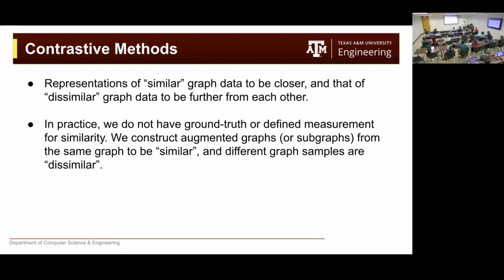So what we do practically is that we apply different augmentations on some graphs. If we have two augmented graphs that both come from the same graph, like we have graph A and graph B, and we do two augmentations for each graph, then if we take two augmented graphs from the same graph, we consider them similar. And if the two augmented graphs are from different original graphs, then we call them dissimilar. So that's how we define the pairs of data in practice.